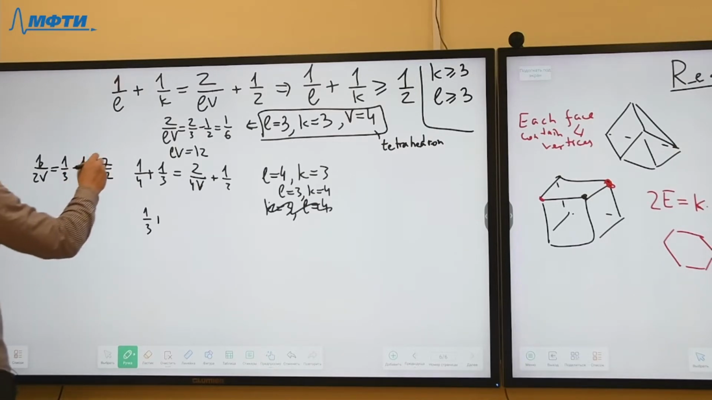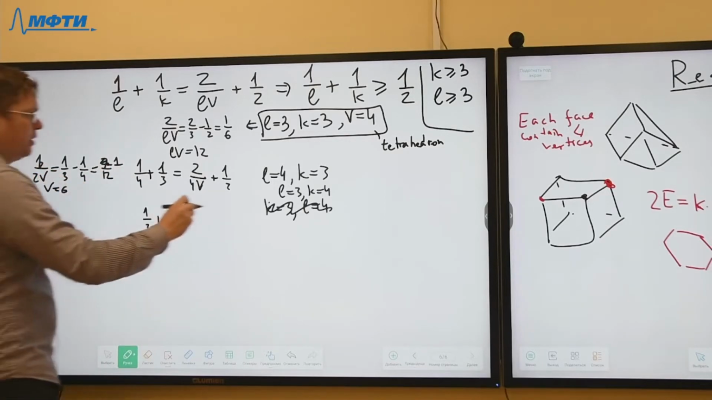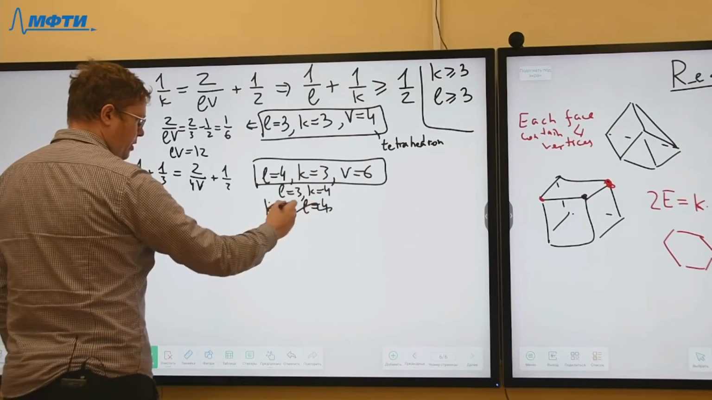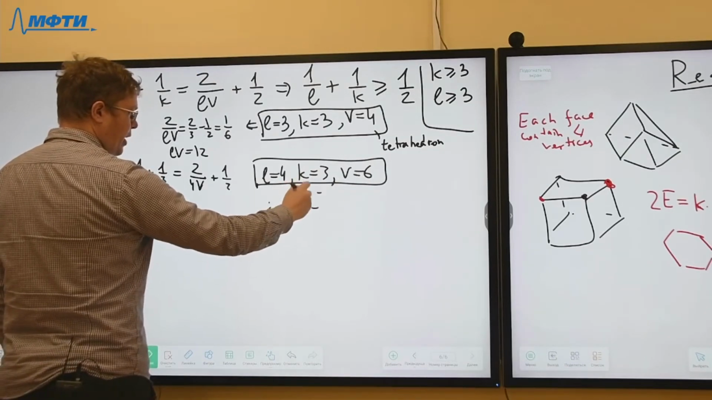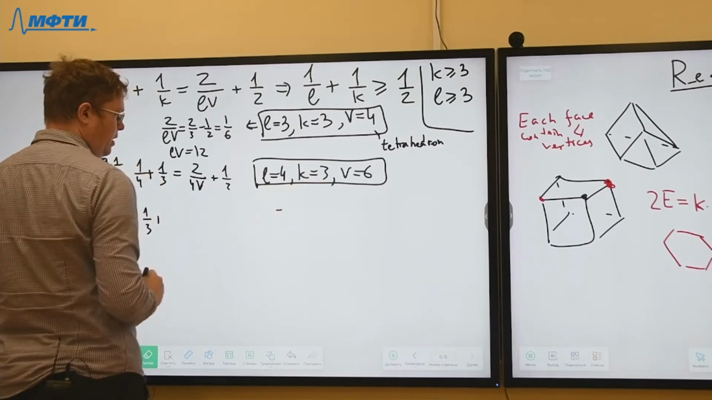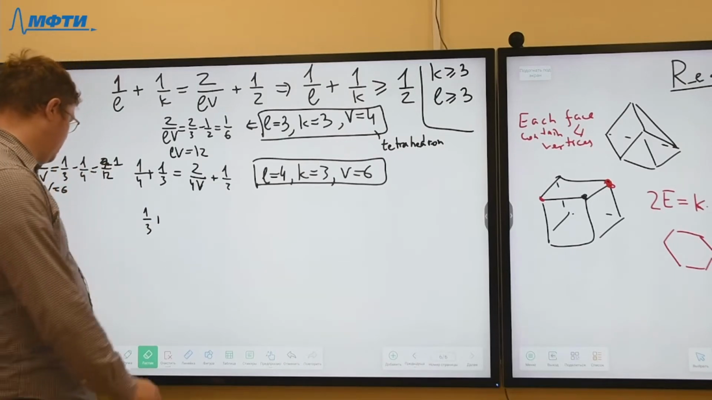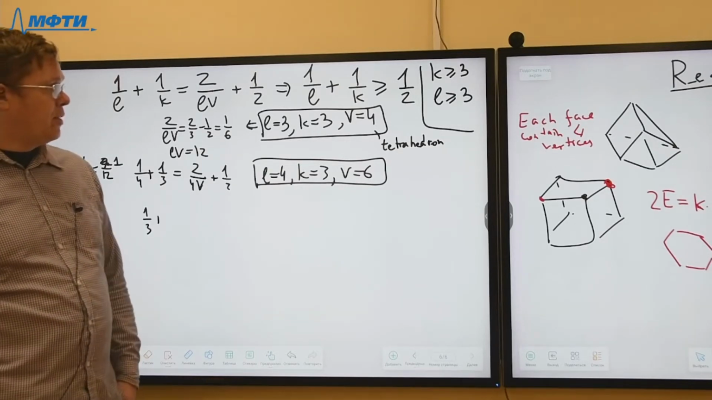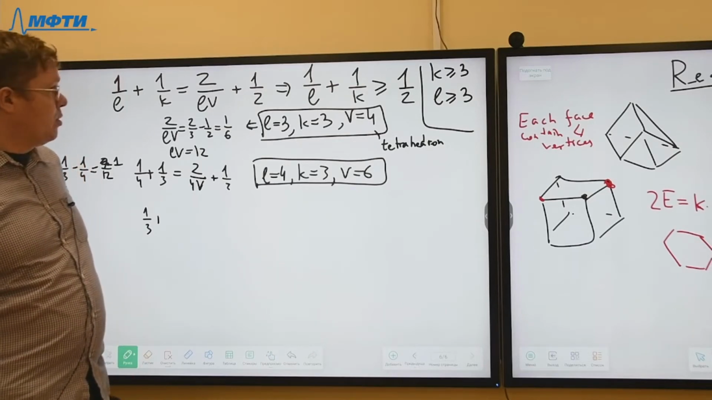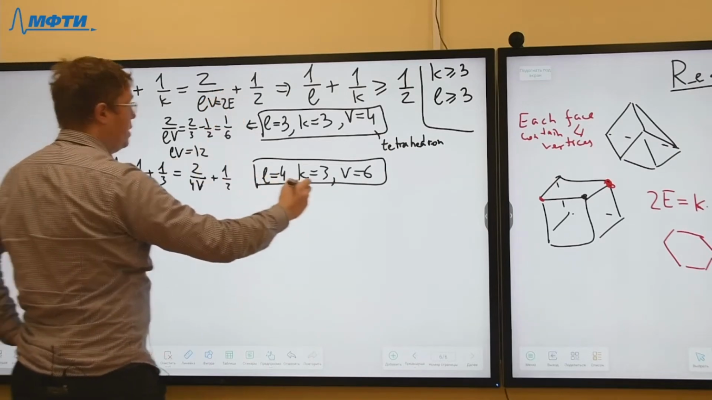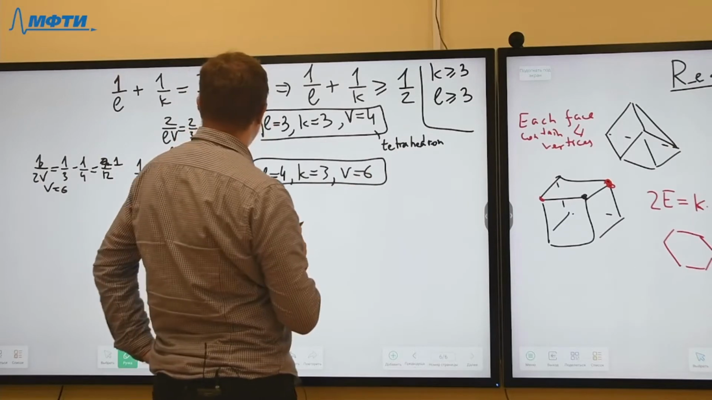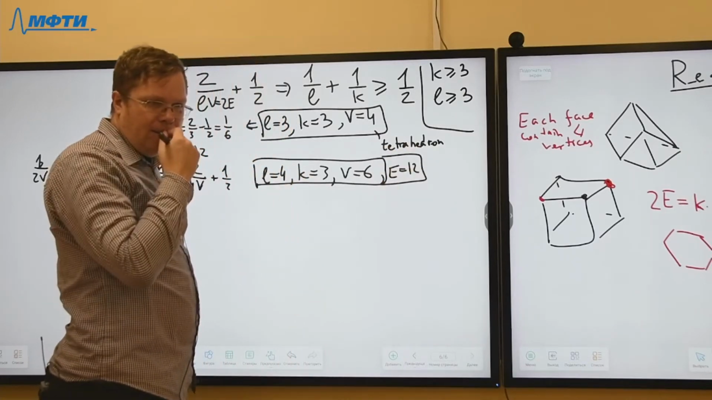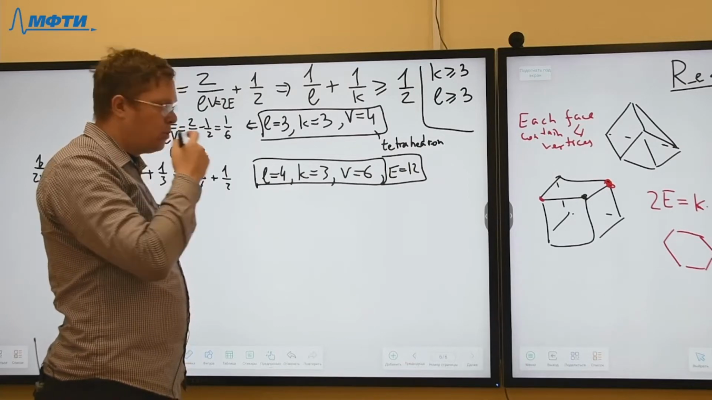Is it right? No, it's 1 over 12. Okay, so V is equal to 6. So we have a second option. What is this regular polyhedron? So we have each face is a square. We have exactly six vertices. Maybe it's easier to find the number of edges. LV is two times the number of edges. So we have 12 edges. So what is the regular polyhedron here?